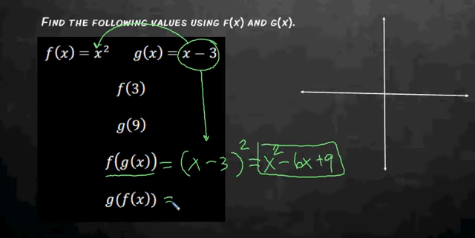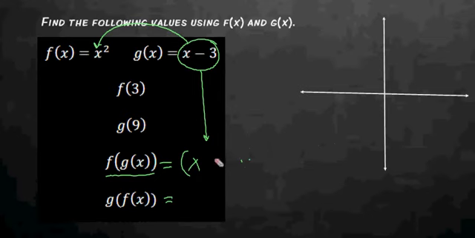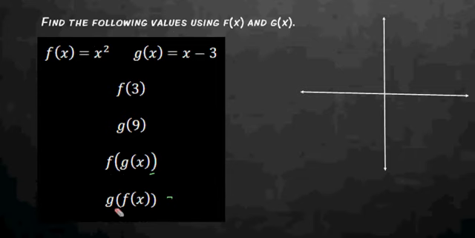I could also ask you to find g of f of x, right? So with g of f of x, I'm going to erase some of this here. We're going to go the other way, and we're now going to take the f function and put it into the g function. So I'm going to take this x squared now and insert it into every x that I see in g of x. And so in this case, we would have x squared minus 3. There's nothing else I can do with that. So g of f of x is equal to x squared minus 3.